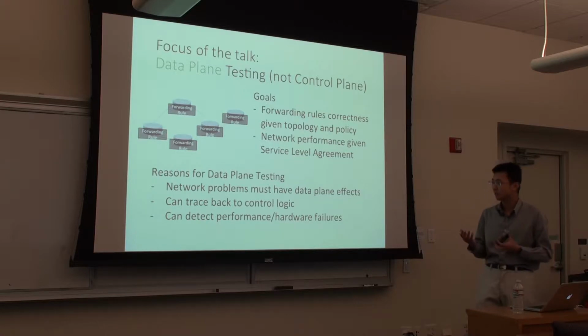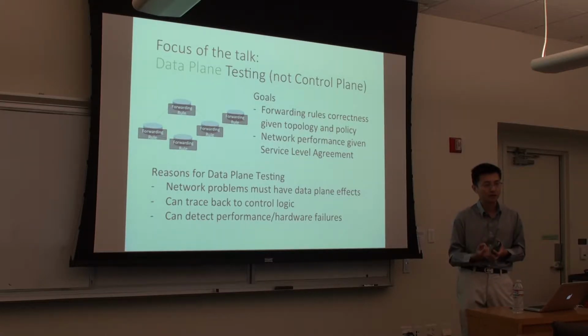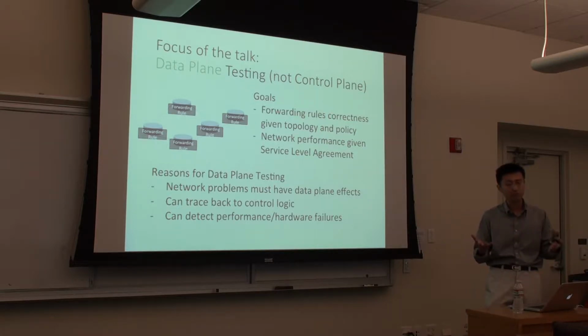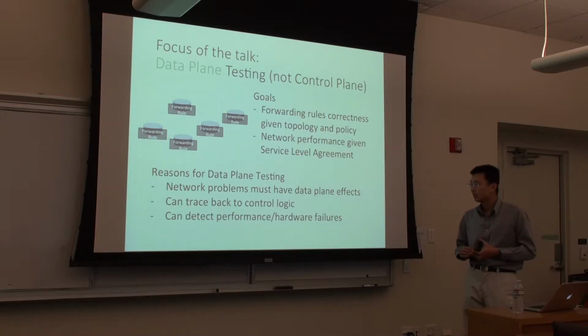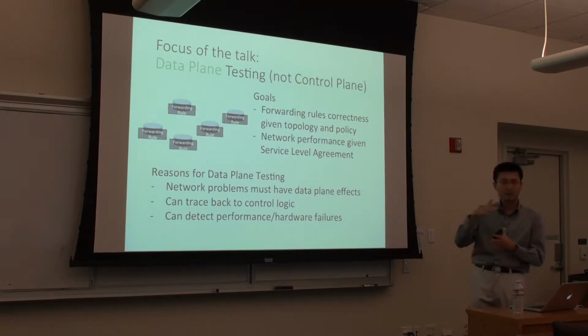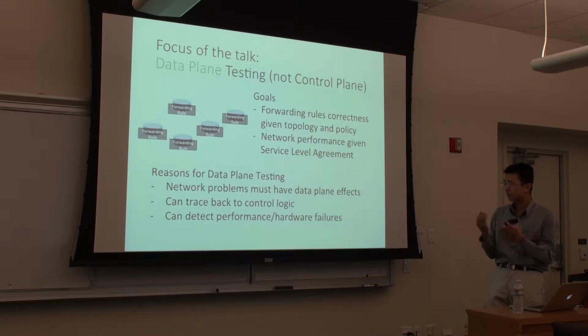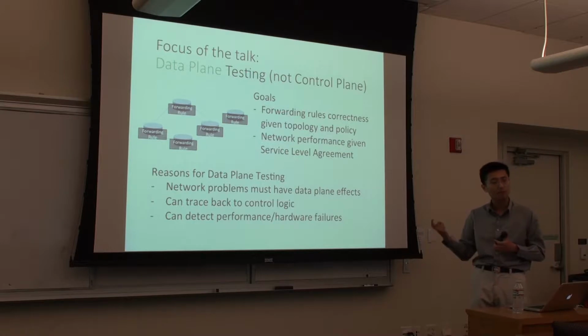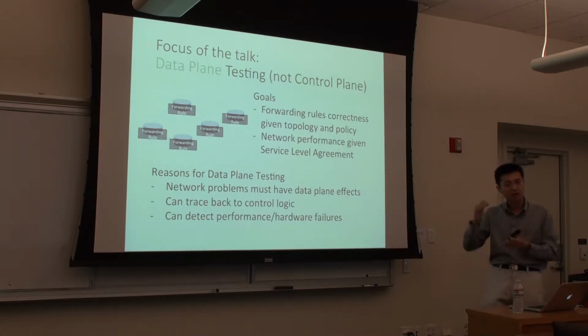There are three main reasons. First of all, network problems must have some data plane effects. Otherwise, it's not a user-visible problem, and why do we care about that? Secondly, focusing on data plane testing helps us to trace back to control logic problems. And finally, there are certain kinds of problems, such as performance and hardware failures, that cannot be detected from the control logic viewpoint. They can only be detected by data plane testing.